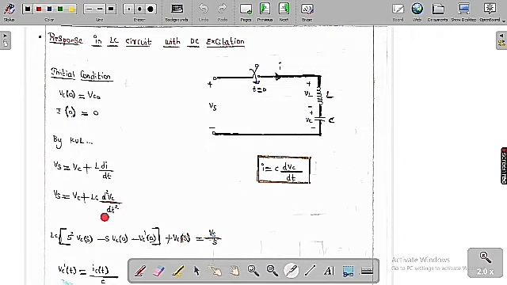Now I am going to apply the Laplace transform on both sides. Then I get Vc of s plus LC into s square Vc of s minus s into Vc of 0 minus Vc dash of 0 is equal to Vs by s, because it's a constant voltage, so we get Vs by s.